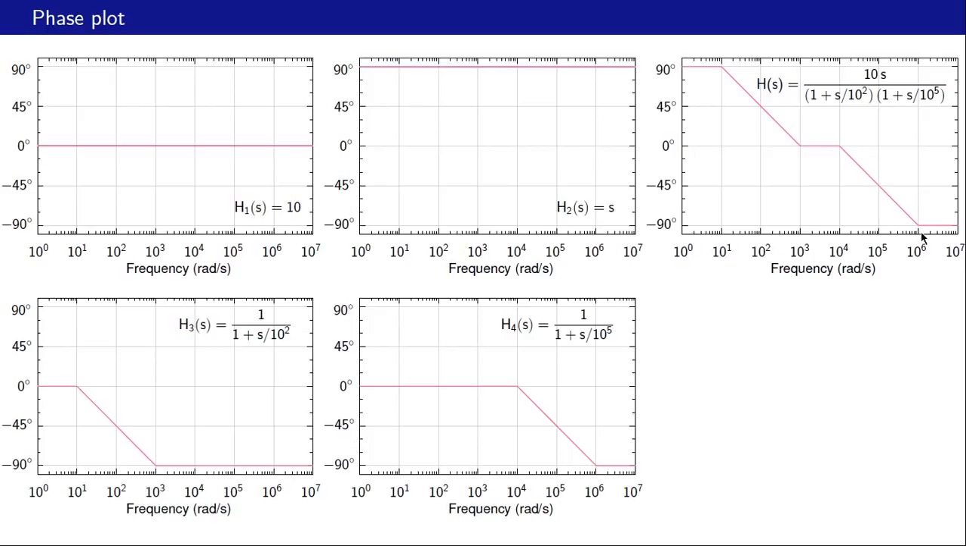And beyond this point, what happens? The net slope is 0 for all of these transfer functions, and therefore the overall slope is also 0. And that completes our phase Bode plot.